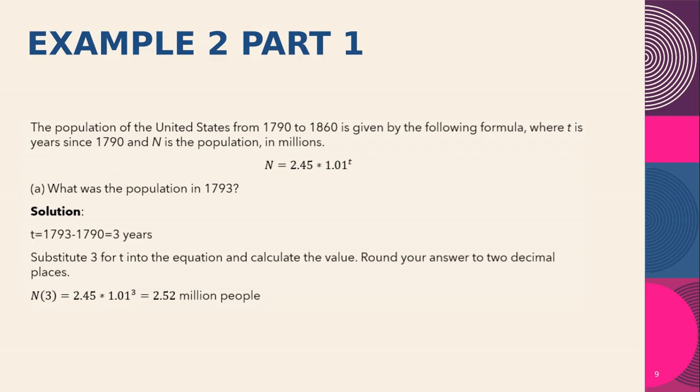and 1793. It is always a good idea to show your work on paper, as rushing during a test can lead to a calculation mistake. So you will write it down, t equal to 1793 minus 1790 is equal to 3 years. Now you need to substitute 3 into the equation and calculate the value. And your final answer will be n of 3 equal to 2.52 million people.